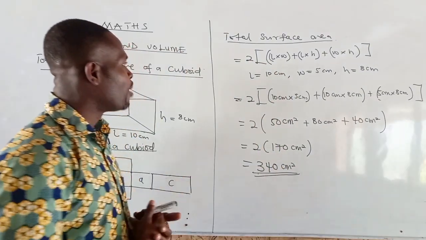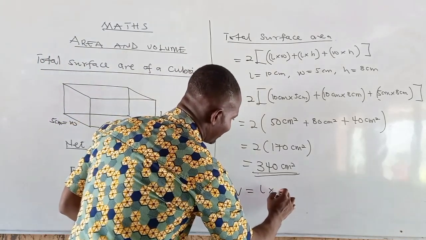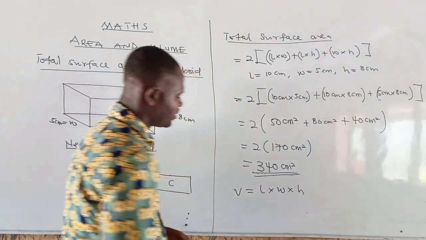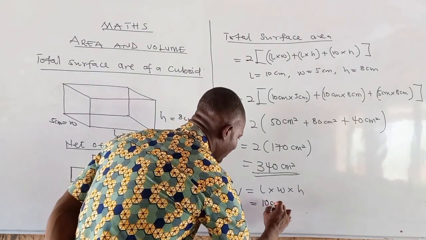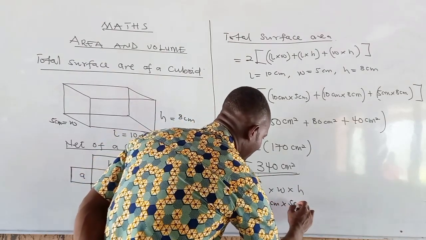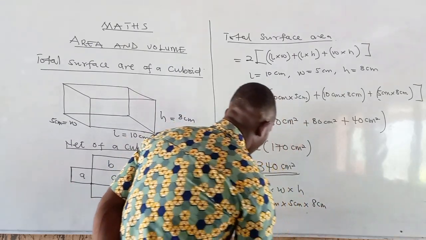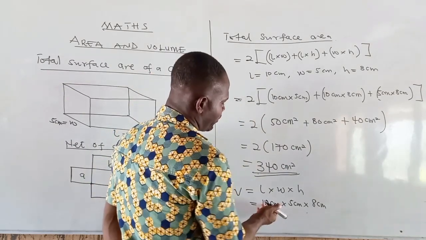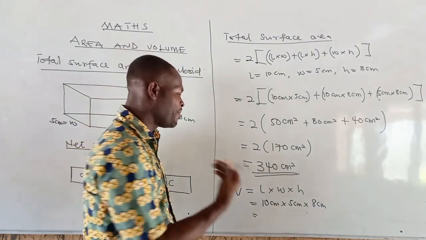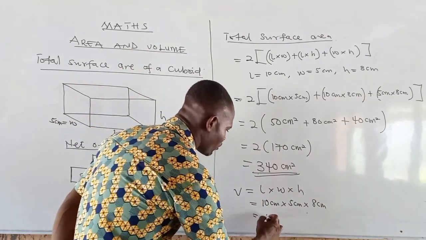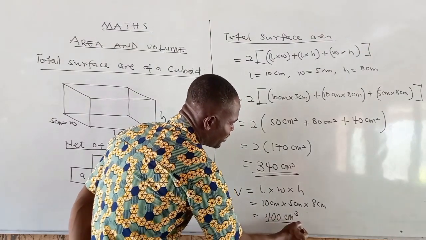So we now find the volume of a cuboid. The volume of a cuboid is the length times the width times the height. So our length is 10 centimeters, our width is 5 centimeters, and the height is 8 centimeters. So from here, 10 centimeters times 5 centimeters will give us 50 centimeters. And that 50 times 8, you are going to get 400 centimeters cube. And volume is measured in what?